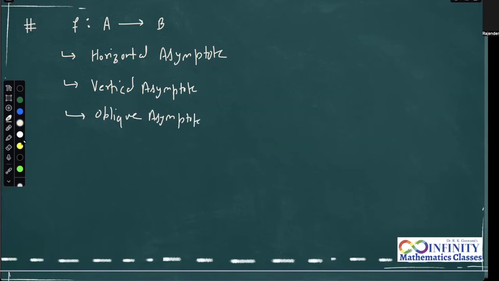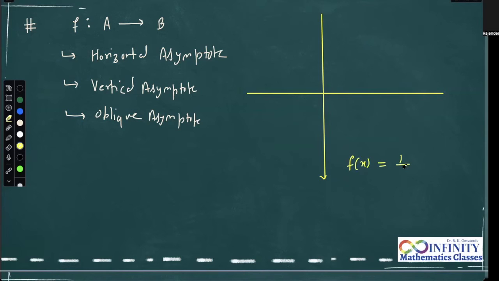So before giving you anything like how to solve them, let us first try to observe what asymptotes we are talking about. For this particular case, let me consider a function. The function is going to be 1 over x square. If you ask me what is the graph of this 1 over x square, this is your y-axis, this is your x-axis. So the graph will look like this.